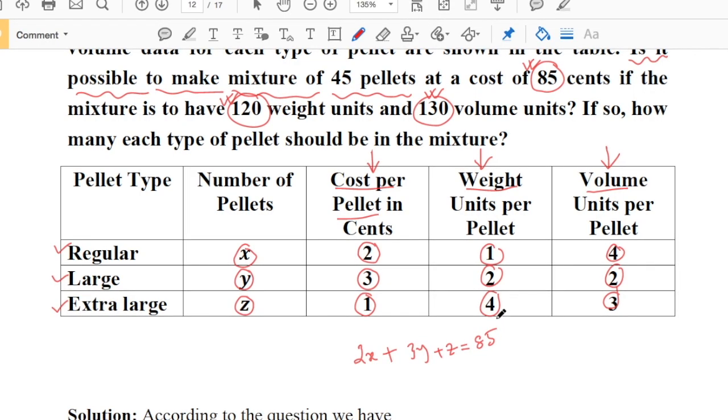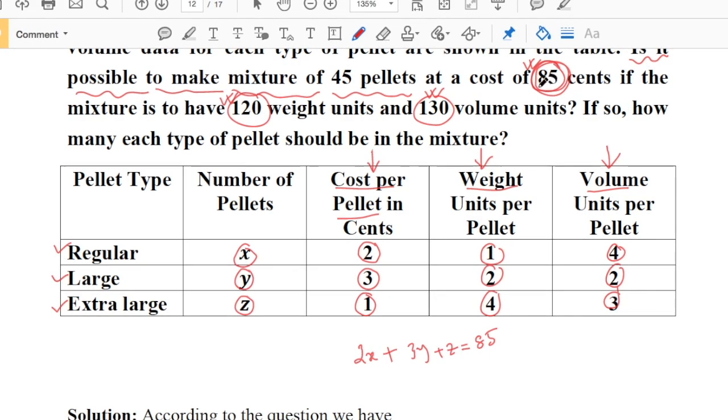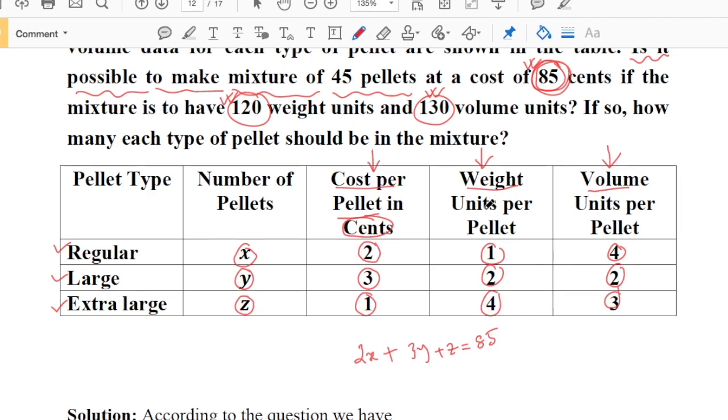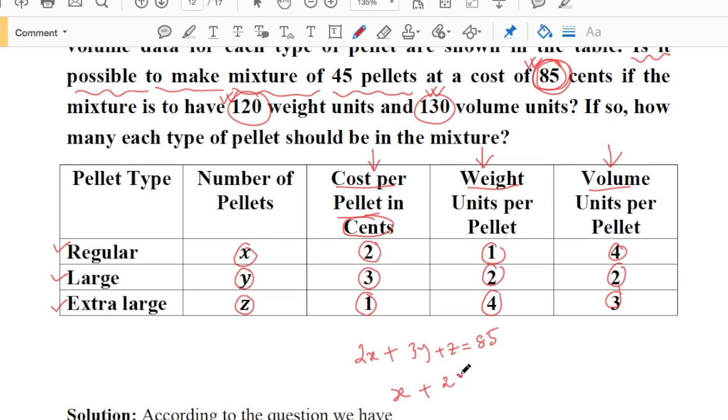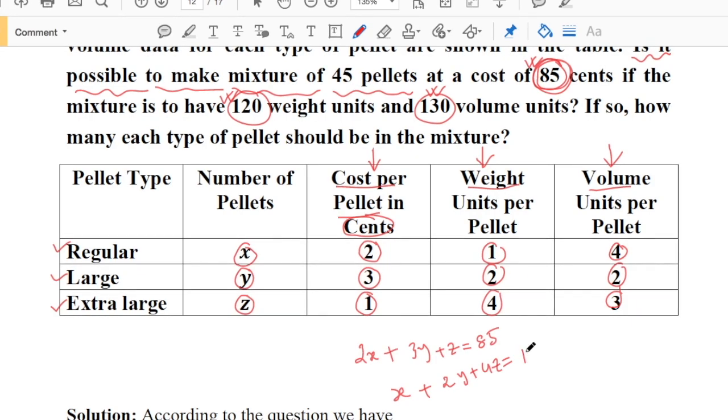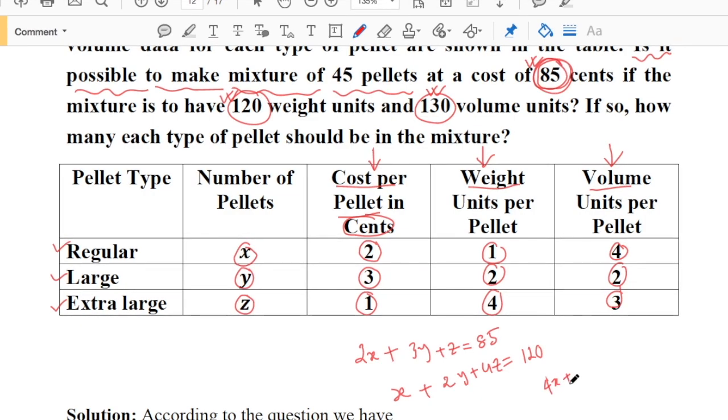Note that if this data is given in dollars, you need to convert it into cents because the data given in the table is in cents. And for the weight, the total weight for the regular one will be 1 into x. So x plus 2y plus 4z is equal to total weight 120. And the third one for volume will be 4x plus 2y plus 3z is equal to total volume 130.